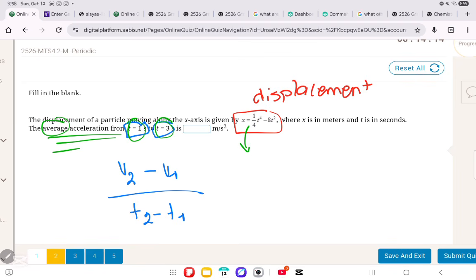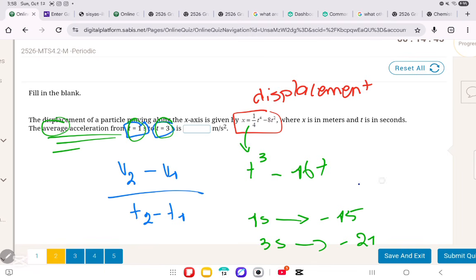So that's going to be t to the power of 3 minus 16t. So at 1 second, the velocity is 1 to the power of 3 minus 16 times 1. That's going to be minus 15. And at 3 seconds, the velocity is 3 to the power of 3 minus 16 times 3, so that's minus 21.